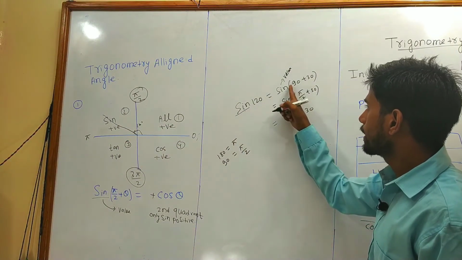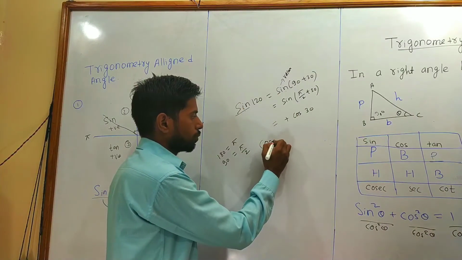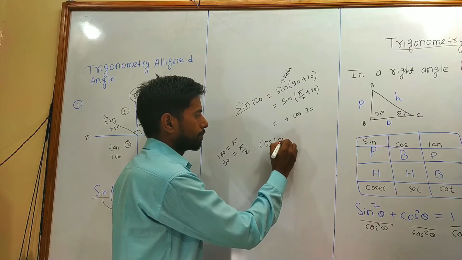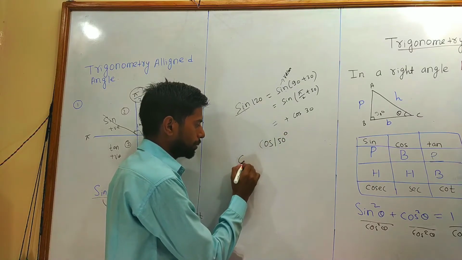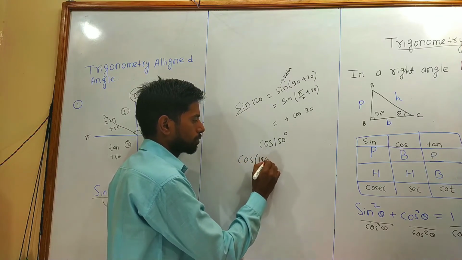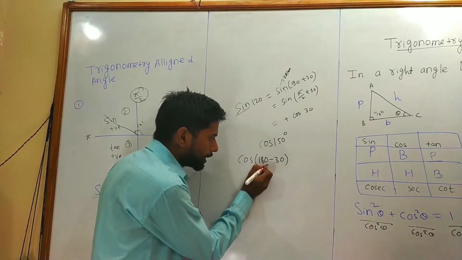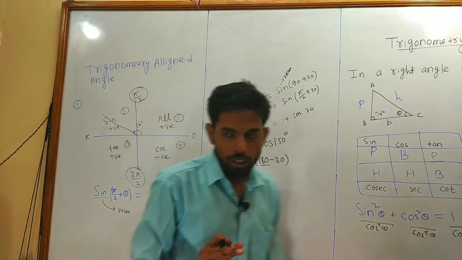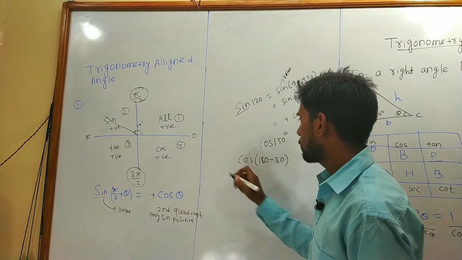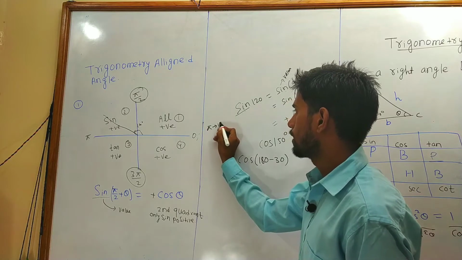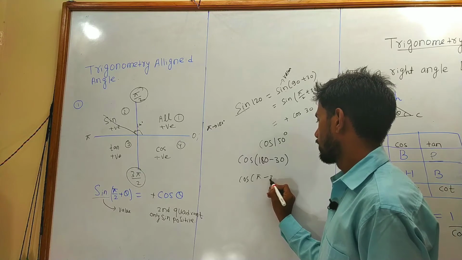And in 90 degree everything will change. Suppose I am asking you what is the value of cos 150 degree? So we can write cos 150 degree as cos 180 degree minus 30. In 180 degree there is no change. The change will occur only at pi by 2 and 3 pi by 2. Pi, what is the meaning of pi? Pi is 180 degree. So you can write here cos pi minus 30.